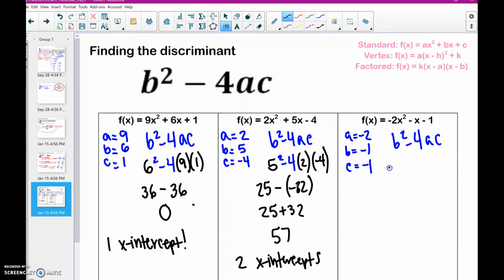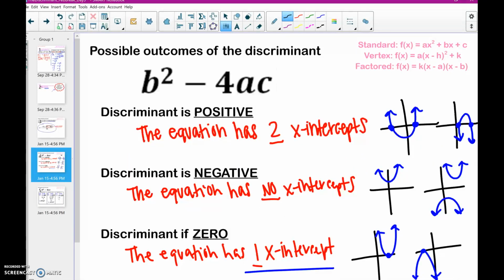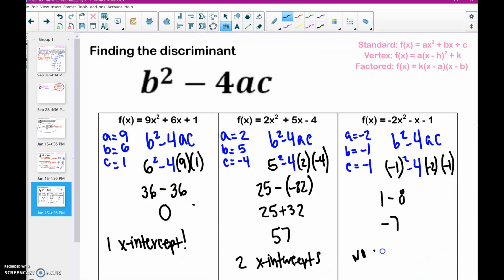Here, our B value is negative 1, so we have negative 1 squared minus 4 times negative 2 times negative 1. We know negative 1 squared is equal to 1, so we have 1 minus 4 times negative 2 is negative 8. Negative 8 times negative 1 is positive 8. So we basically have 1 minus 8, which makes negative 7. If we look back at our examples, if our discriminant is negative, we have no x-intercepts. So for this one, we have no x-intercepts.